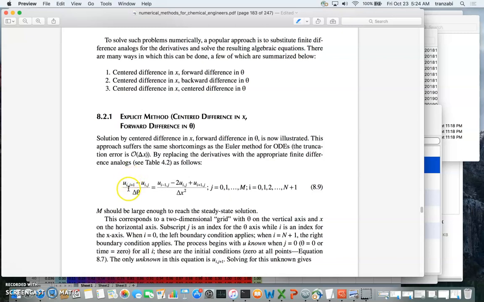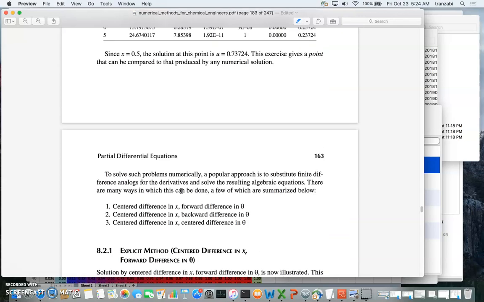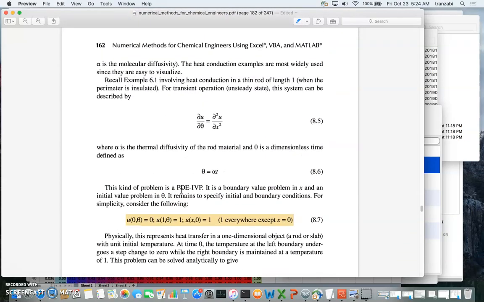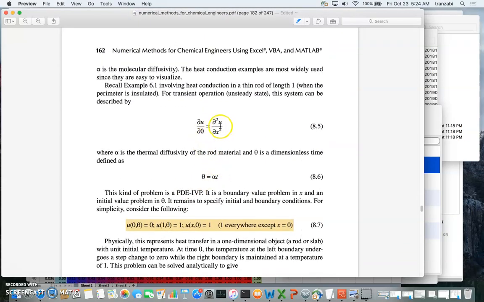Okay, so this is forward Euler in time because we know that j has gone up by 1. The right side is a central difference approximation of the positional derivative, or x derivative, right? So this is d squared u dx squared.